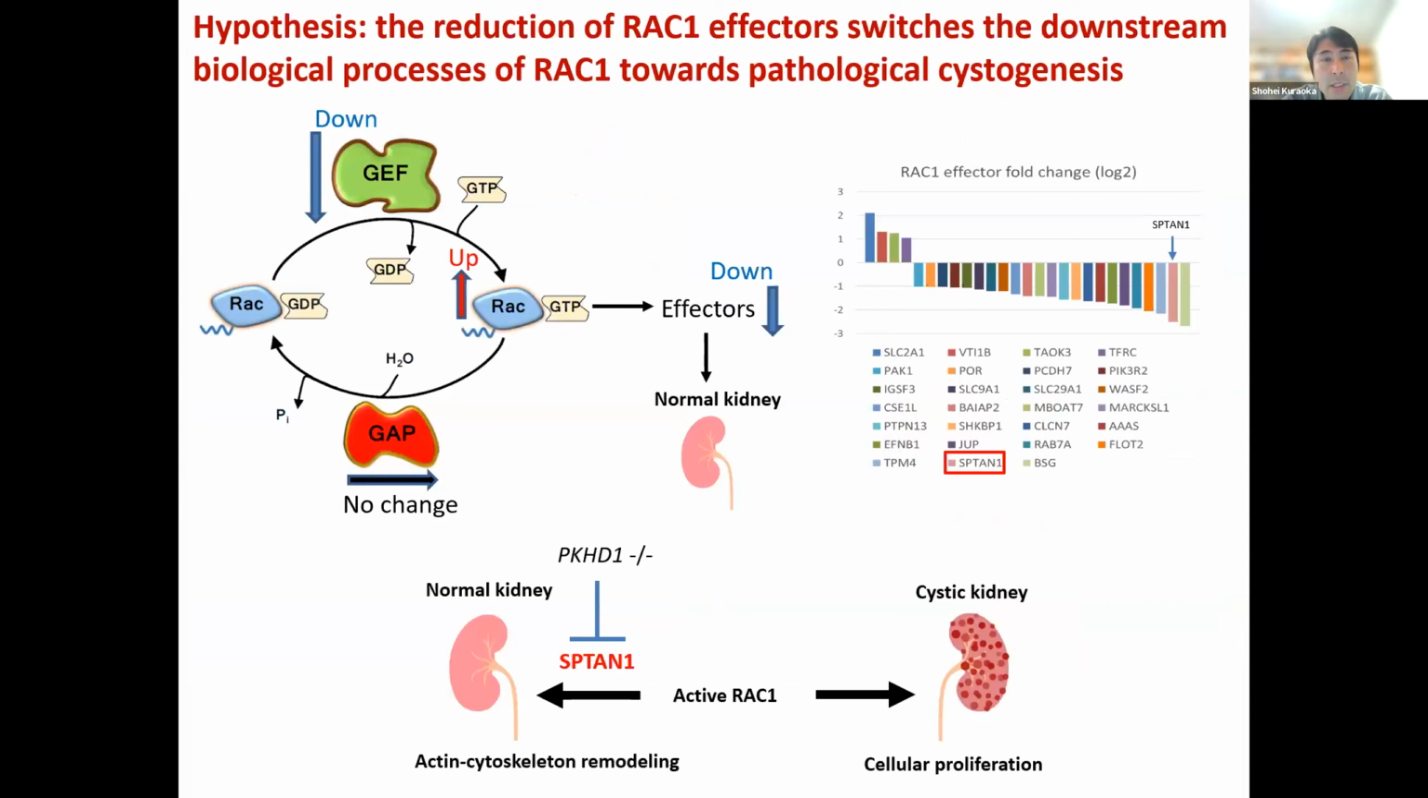To understand the mechanism by which RAC1 influences cyst formation in ARPKD, we analyzed the RNA-seq data derived from human kidney organoids carrying PKHD1 heterozygous and homozygous mutations. RAC1 activation and deactivation are regulated by guanine nucleotide exchange factors, GEFs, and GTPase activating proteins, GAPs, respectively. In our data, GEFs were decreased, and there was no notable decrease in GAPs.